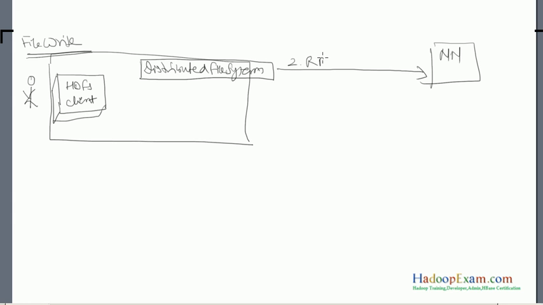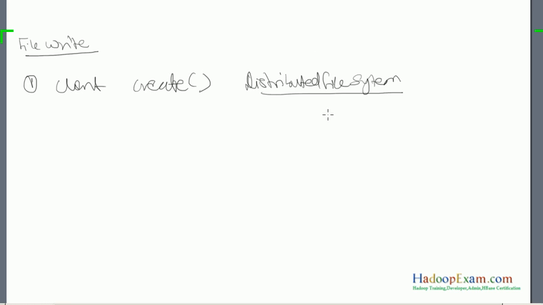This is the second step. You call the create method as the first step, whereas in reading it was open. Correct? So this is an RPC call to the name node to create a new file in the file system namespace. What exactly the name node does is some checking before giving the write permission. The name node performs various checks to make sure the file does not already exist.